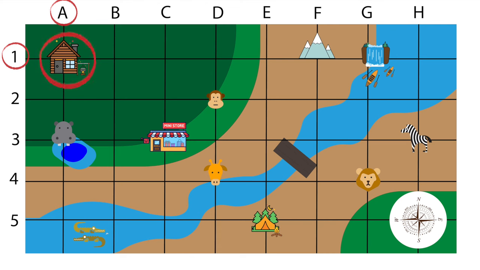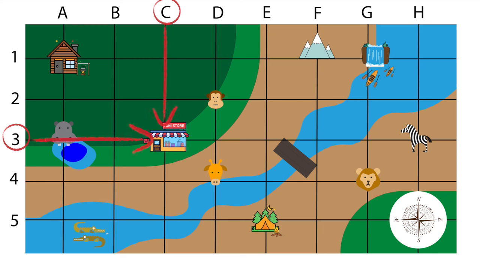Next, we're gonna need some supplies. Where's the supply stop? According to our grid map, it's at coordinate 3C. Put one finger on row 3, and with your other hand, put a finger on column C. Now move them across and down until your fingers meet. That's the coordinate for the supply stop. You can circle that too.